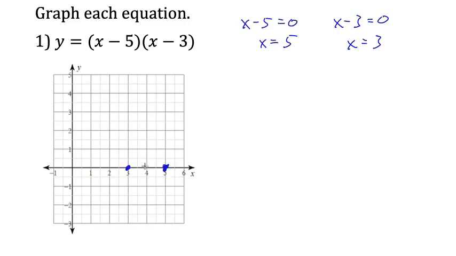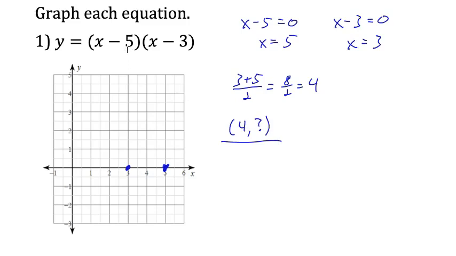Now, since parabolas are perfect reflections of each other, when we look at the left half and the right half, we know that the vertex must be halfway between 3 and 5. It's easy to see here that the number 4 is halfway between 3 and 5. By the way, if it's ever not obvious, we can always add the two x-intercepts and divide by 2, and that would tell us the average of these two x values. Okay, so we know that the vertex will have an x value of 4, but we don't know the y value yet.